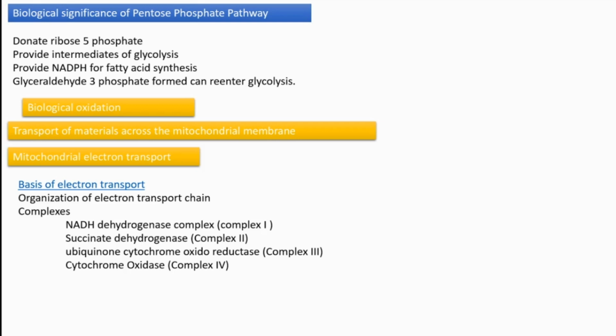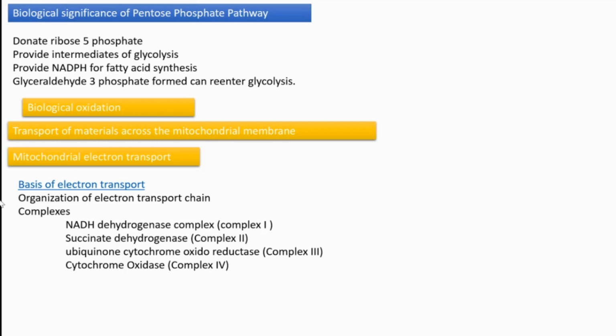And the energy released in each step is utilized for various activities of cells. In biological oxidation, usually the energy-releasing and energy-consuming reactions are coupled. They are connected.